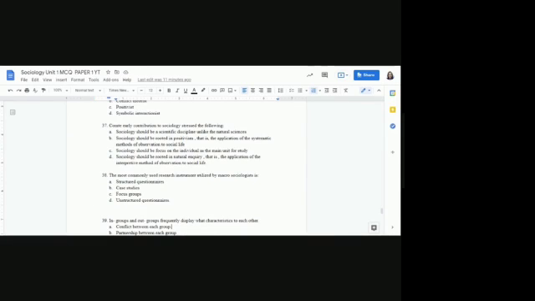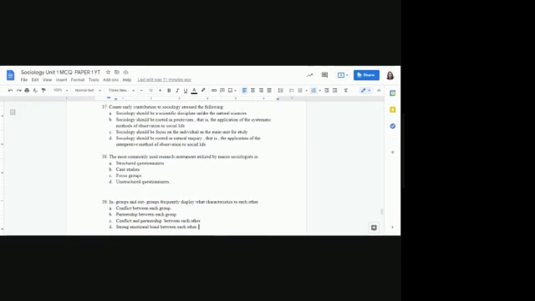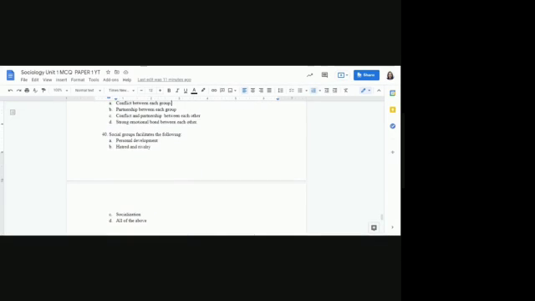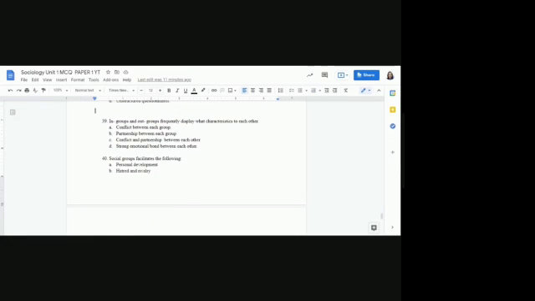Let's move on to question number 38. The most commonly used research instrument utilized by macrosociologists is, let's look at these answers. The correct answer is A, structured questionnaires. Let's look at question 39. In-groups and out-groups frequently display what characteristics to each other? Do they have conflict or partnership, or conflict and partnership, or do they share an emotional bond? The correct answer is A, conflict between each group.